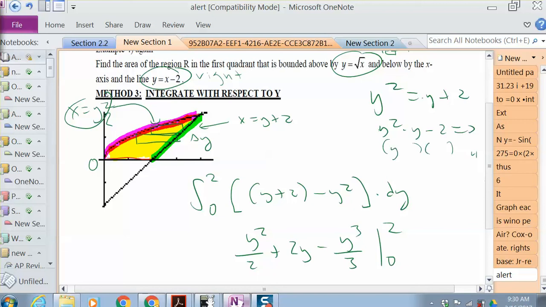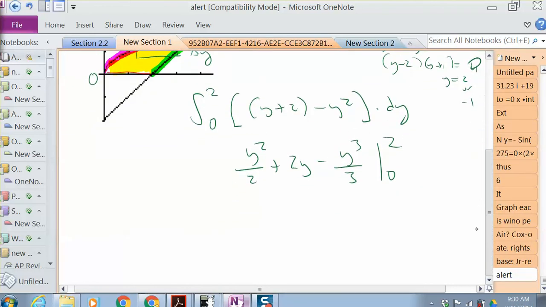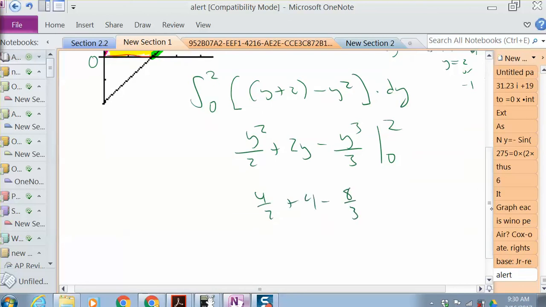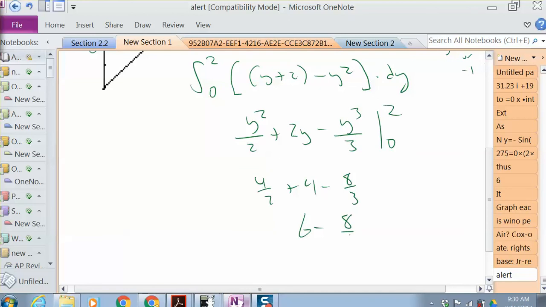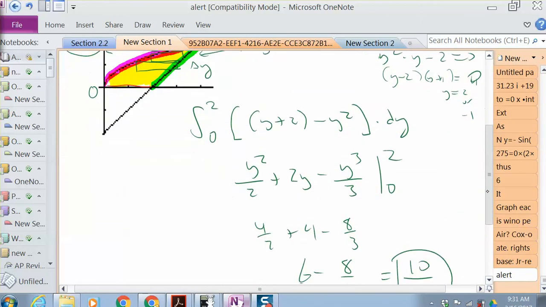So you get y minus 2 and y plus 1. So anyway, we plug in 2, you should get 4 over 2 plus 4 minus 8/3. You get 6 minus 8/3. That would be 10/3 again. So it's a little cleaner this way, if you can see the setup.